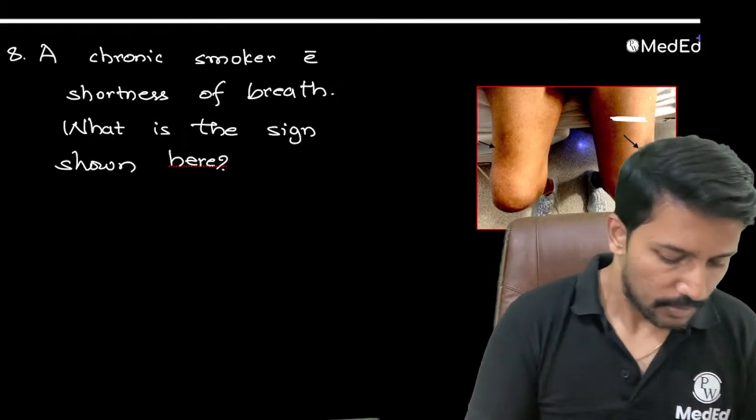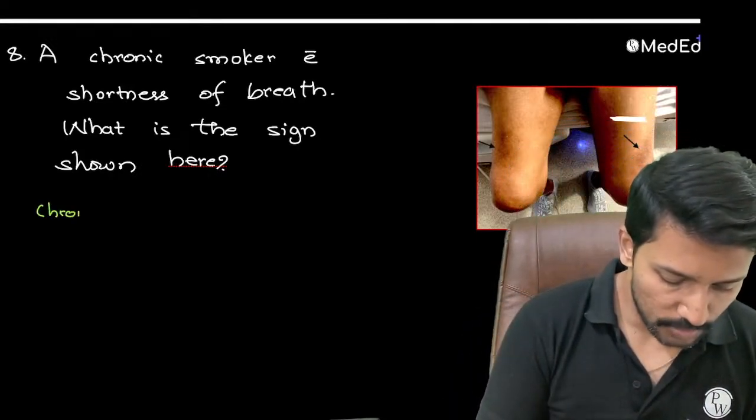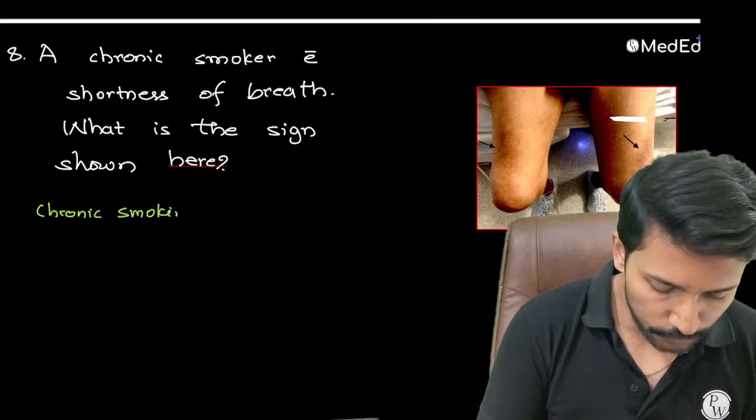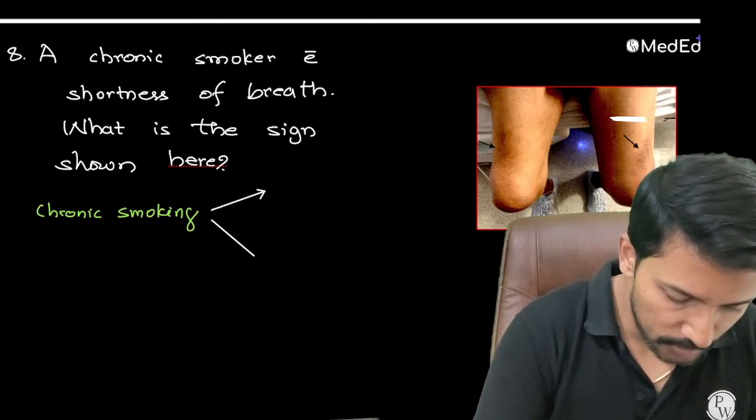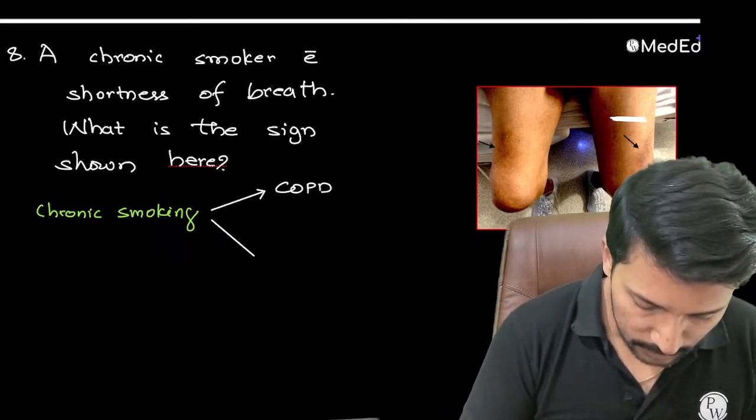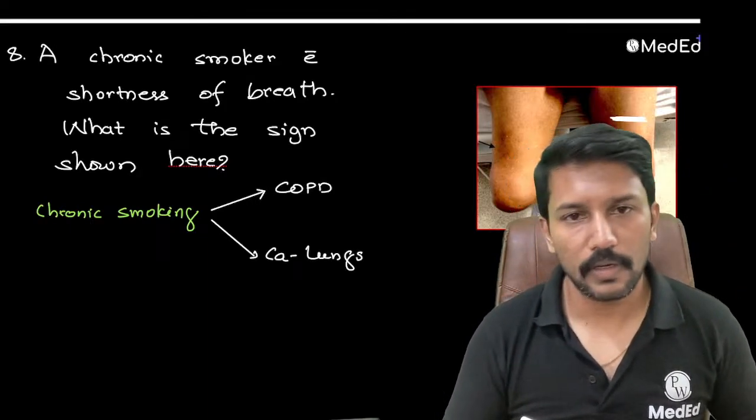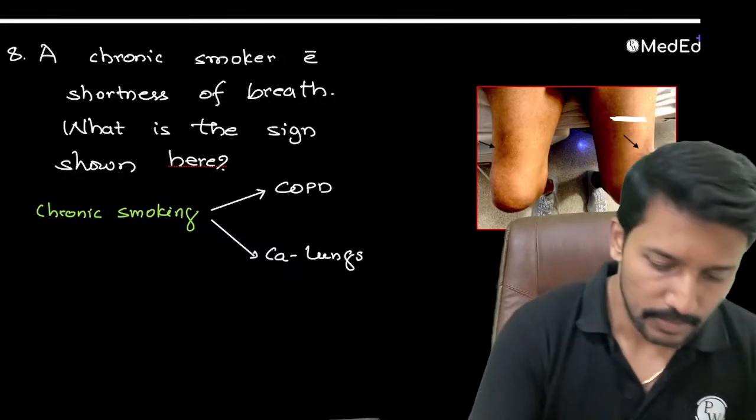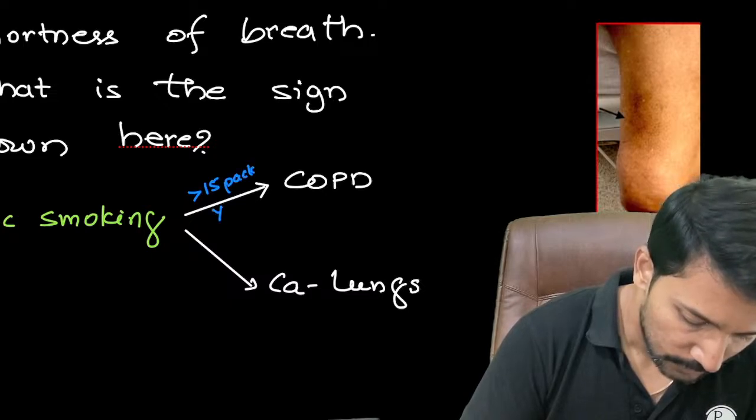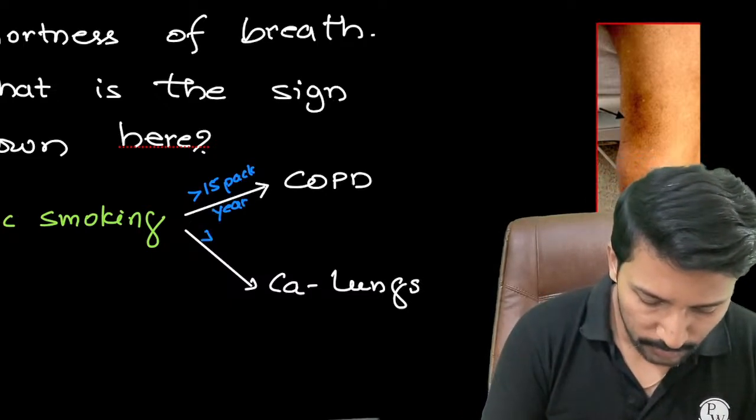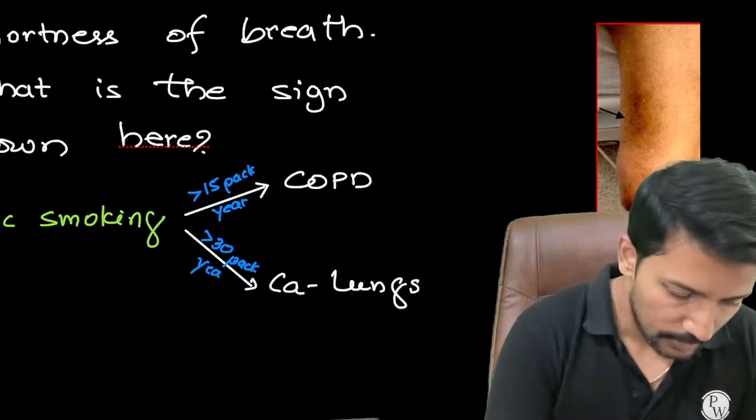Right, so please remember, the most important outcomes of long-standing smoking are two. Chronic smoking is associated with increased risk of COPD and CA, carcinoma of the lungs. Typically, when you have more than 15 pack years of smoking, you develop COPD, and when you have more than 30 pack years of smoking, you can develop carcinoma of the lung.